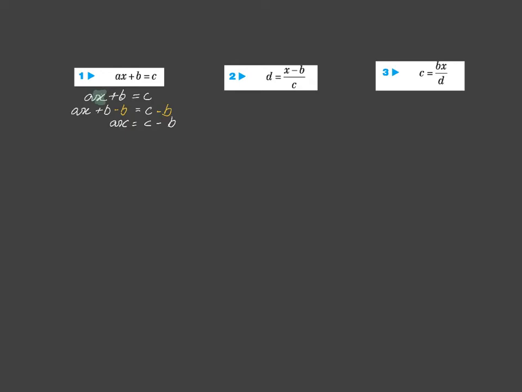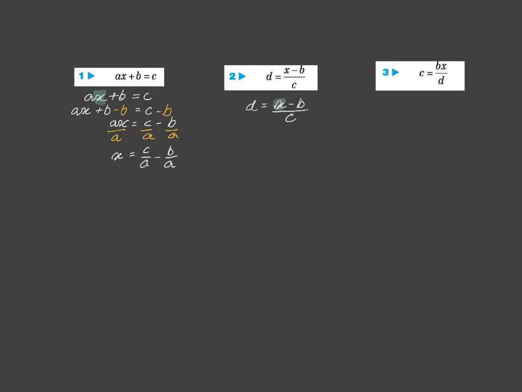Now you have to divide by the a in front of the x to get rid of it. So you divide by a, and on the right hand side you must remember to divide both terms. On the left, a divided by a is 1x, and on the right you have c over a minus b over a, and now x is the subject.